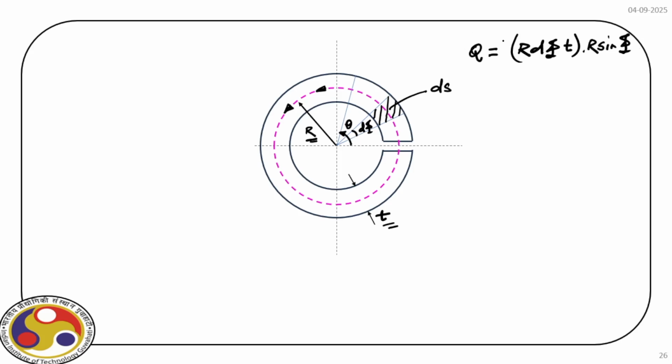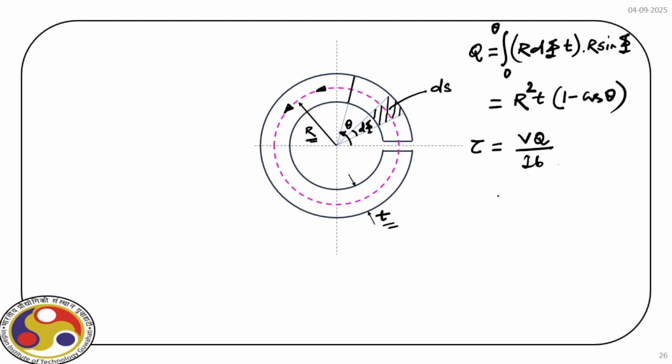Now, to find out Q, we have to integrate it from 0 to theta, right? Because we'll find out up to this theta, if we consider here, then what is the amount of shear stress developed, right? Okay, so if you complete this integration, what you get is r square t times 1 minus cos of theta. Now, once we find out Q, if you recall, we can find out tau.